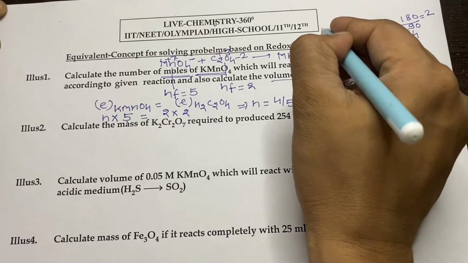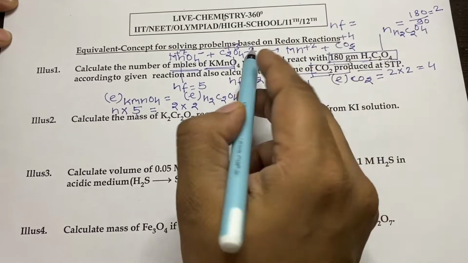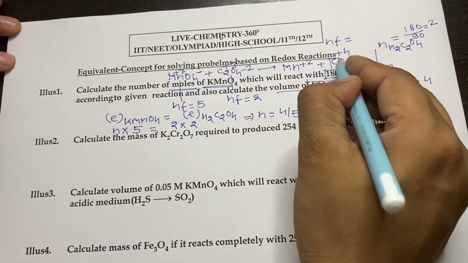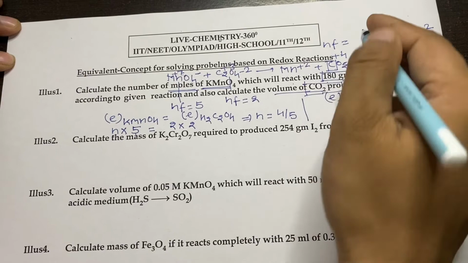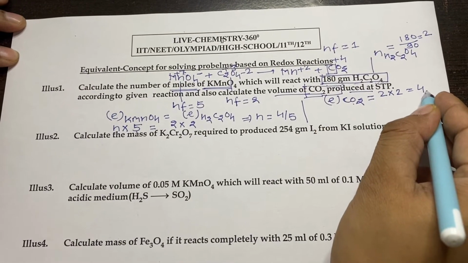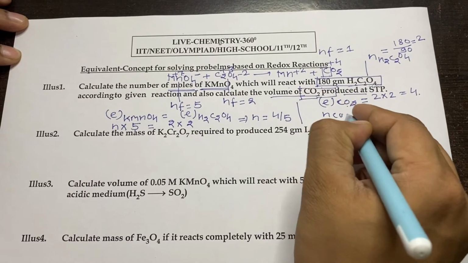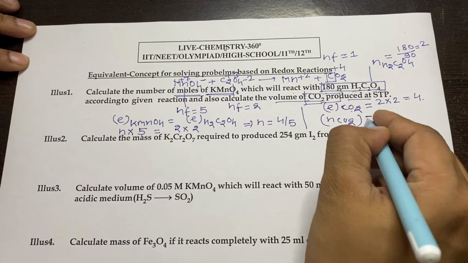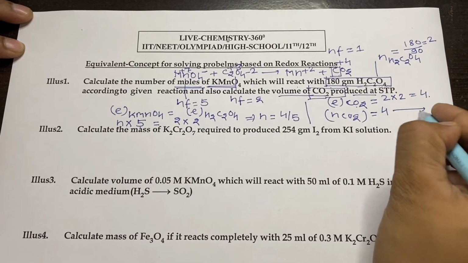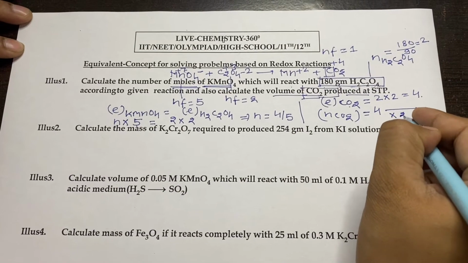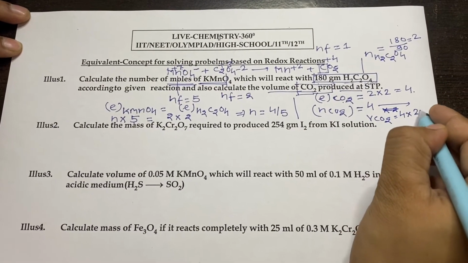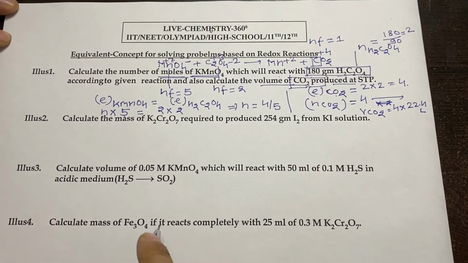And we know that the n factor of CO2 we can calculate as the change in oxidation number into the number of atoms which are undergoing oxidation or reduction, that will be 1. So the equivalents of CO2 will be 4, and this will be the moles of CO2 also, because the n factor is 1, right? So the moles of CO2 will be 4. So we can convert this into volume at NTP: 4 into 22.4 liters. This will be the required answer.